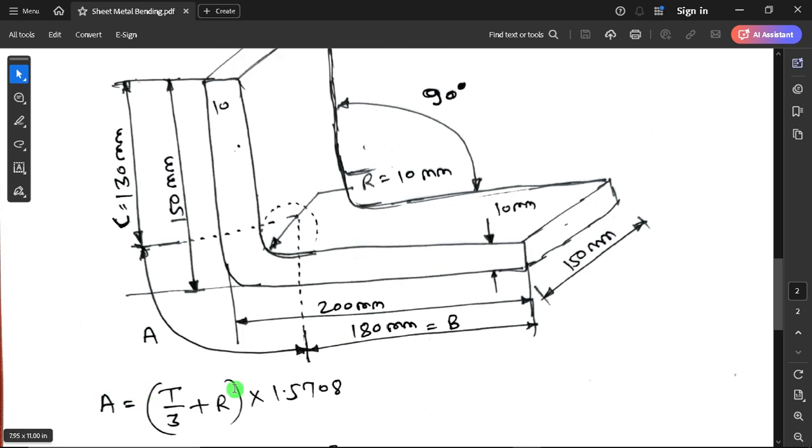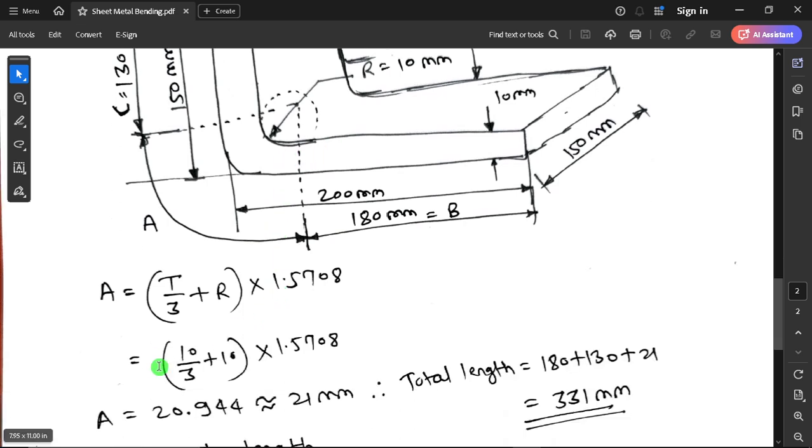So I have one formula to calculate A: T by 3 plus R into 1.5708. T is the sheet metal thickness. R is the inside radius. For bending, generally you always have to take the inside radius as 1 to 2 times the sheet thickness. I always take whatever the sheet thickness is as the inside radius. So always do that. It will be easier to calculate. So A comes as 21 mm by that formula.